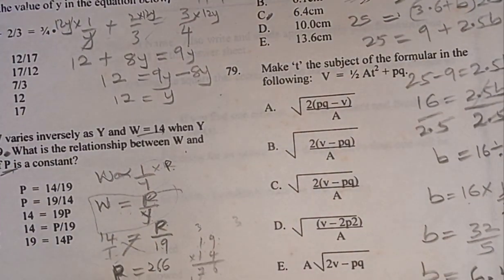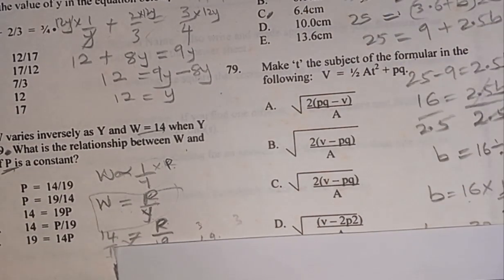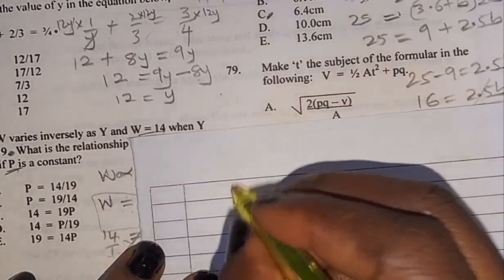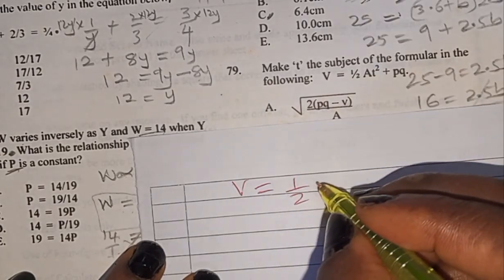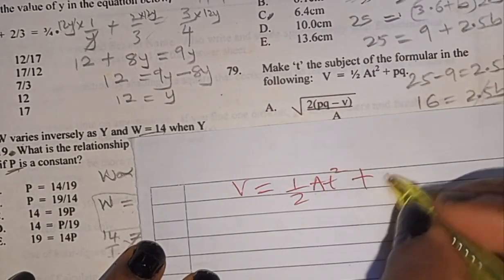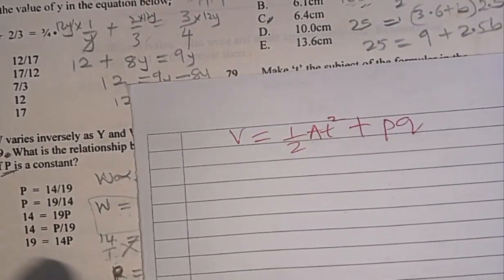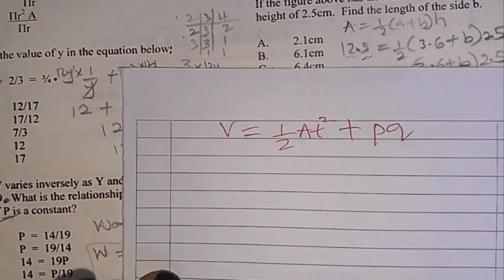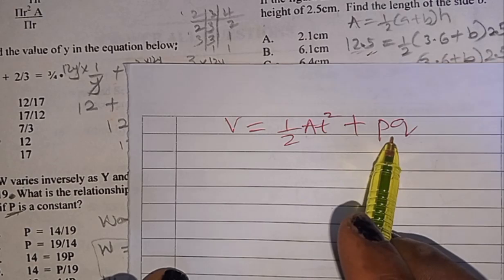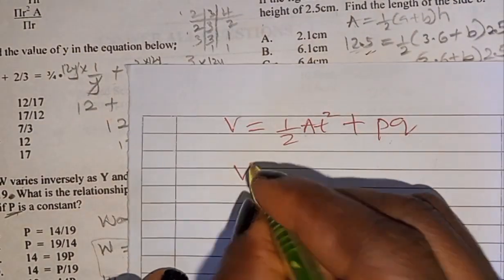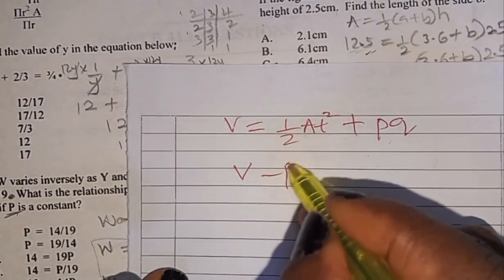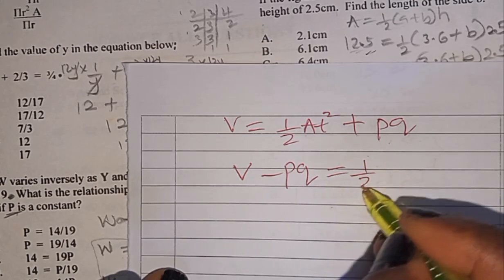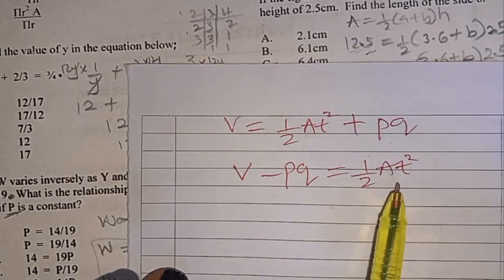Question 79, we'll have to solve it on paper because of space. So this is a formula, V equals half AT squared plus PQ. We are looking for T as the subject. So how do we get T? I will advise I cross this. I can cross this plus to become negative this. Then I still have my stuff here.